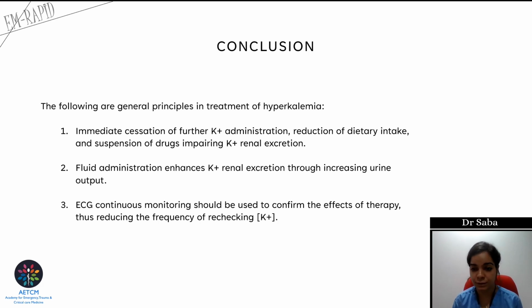And the other principles require immediate cessation of further administration of potassium. We will reduce the dietary intake of potassium and also stop all the drugs that will impair renal function, and we will promote renal excretion of potassium out of the body, either by giving more fluids or by giving diuretics. And like we discussed previously, sodium bicarbonate can also be used to shift the potassium back into the cells. But the disadvantage of sodium bicarbonate is that when it breaks down, it will break down into carbon dioxide, and that will again add to the acidosis of the patient. So sodium bicarbonate is generally the go-to drug when the patient is in cardiac arrest and not otherwise.